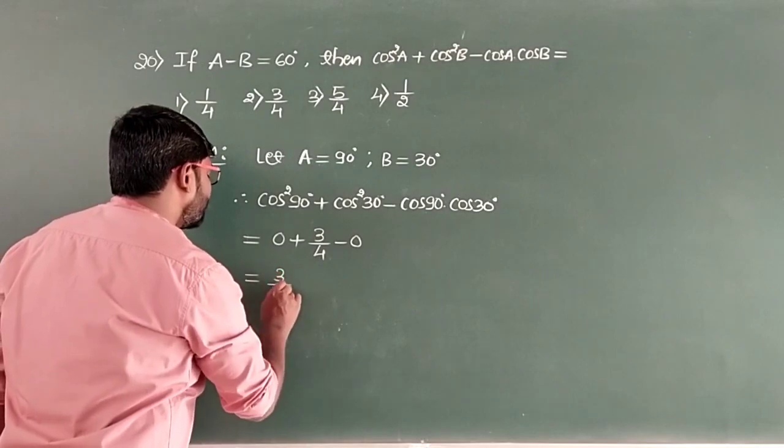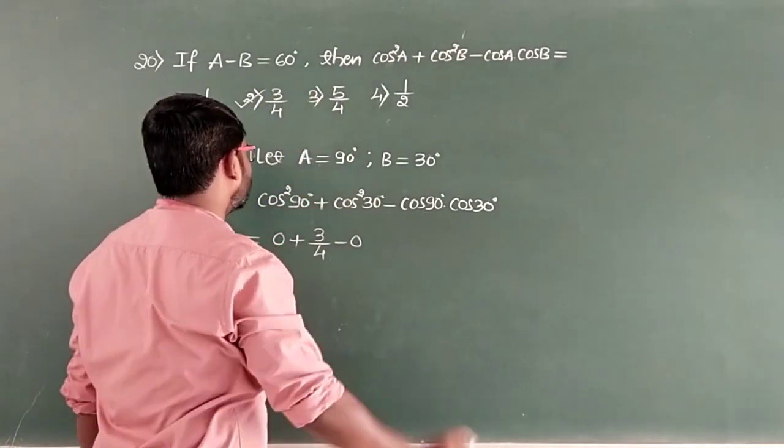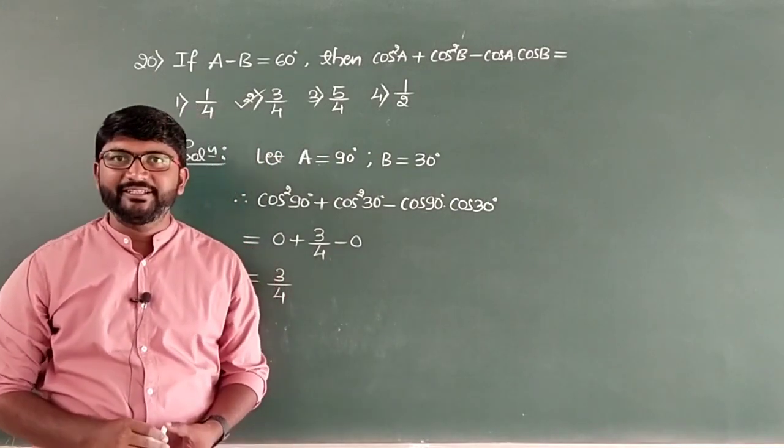3 by 4. So check the options. Option 2 is the correct answer. This is all about question number 20.